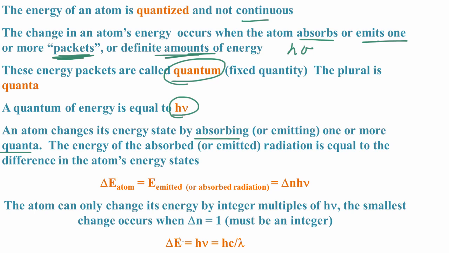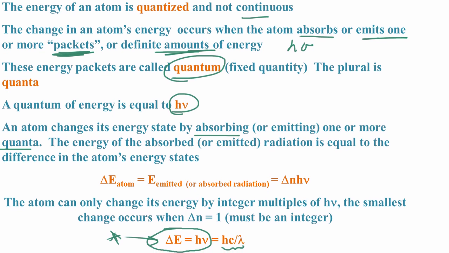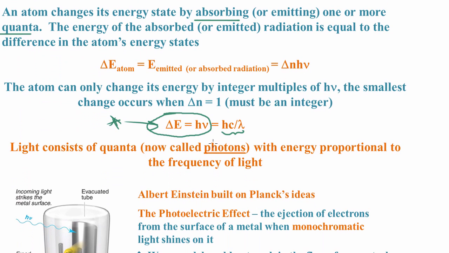Or we can think of them as particles of energy that are proportional to the observed frequency of light. And that is stated right here. This is a very important relationship, okay? And here, this is just the change in energy in relationship to the wavelength, right? We now know that light consists of quanta, which we call photons, and the energy is proportional to the frequency of the light. Remember, h is Planck's constant. That's our proportionality constant.